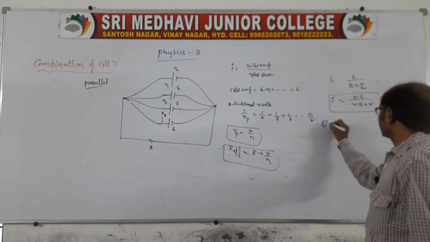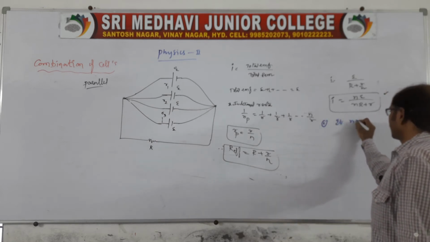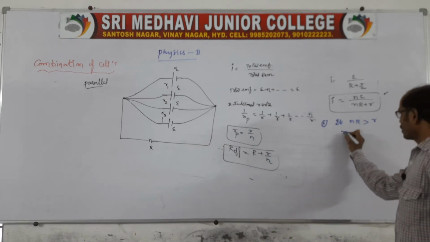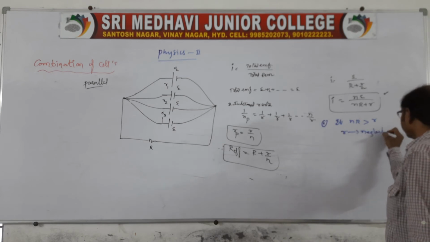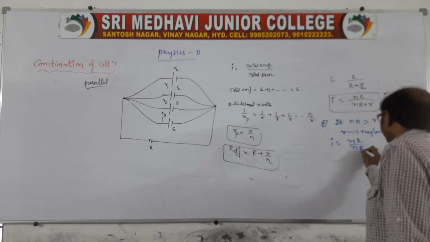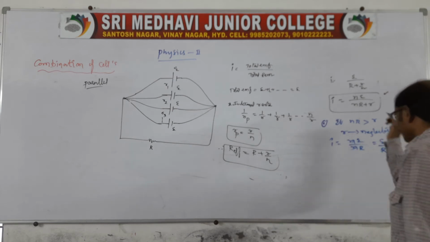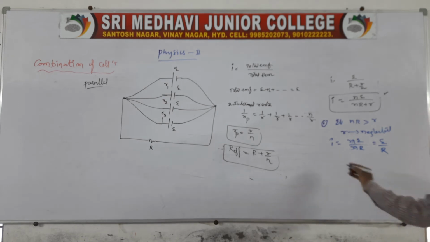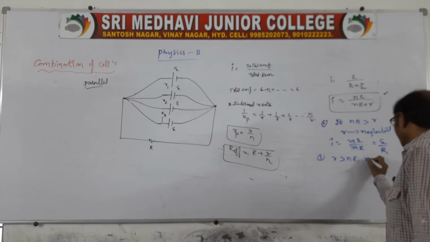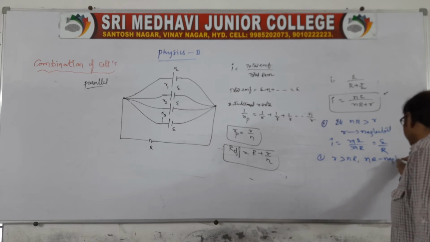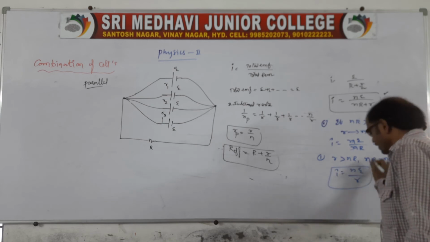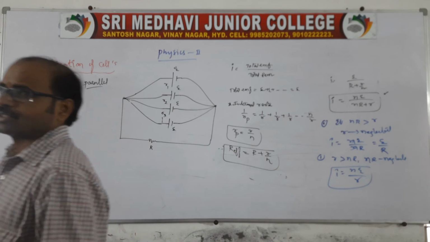In this, again, there are cases. Suppose capital nR is much greater than small r; then this small r can be neglected, and here I is equal to nE by nR, so I equals E by R. And coming to the second one, if small r is greater than nR, then nR can be neglected, we can neglect it like this. So I is equal to nE by small r. So these are the cases in a parallel combination.